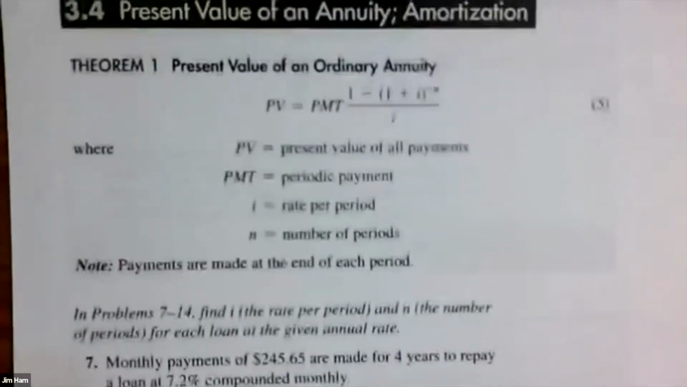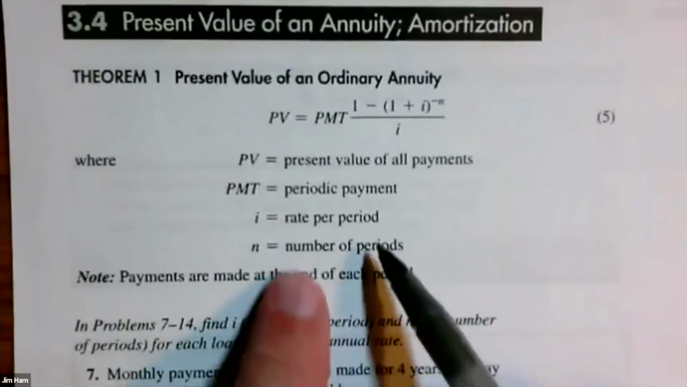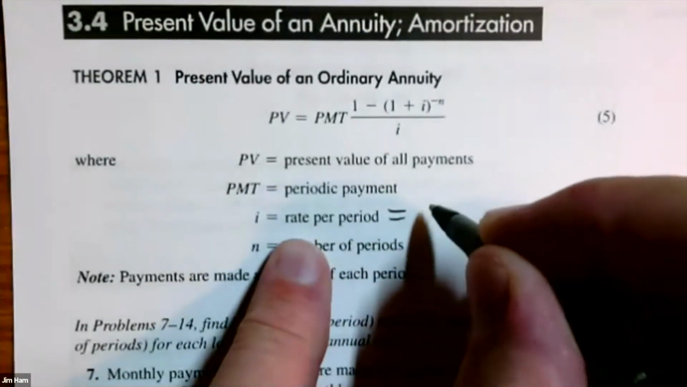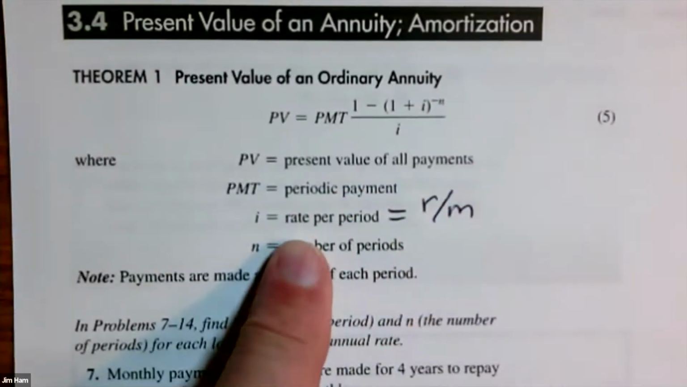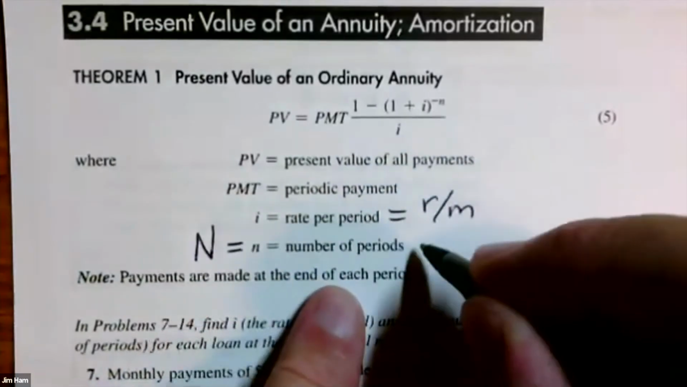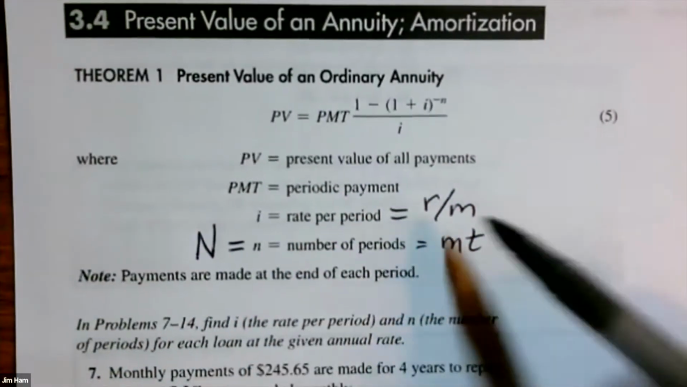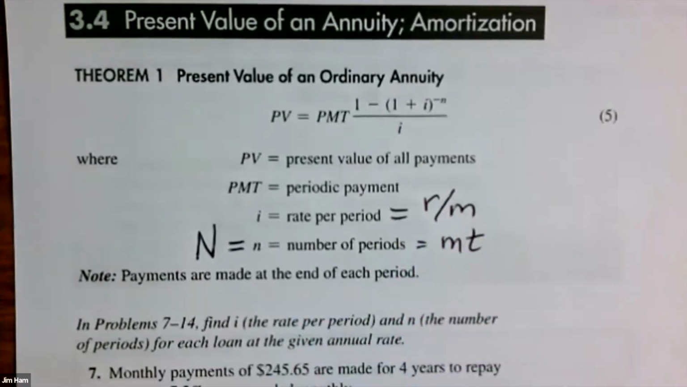Zoom in a little bit. It uses the same variables. It uses that I is equal to R over M again, same idea. N on the TVM solver looks like capital N, but that's the M times T. So if we're going to use the TVM solver, we're going to need to have it broken down into this level of specificity.